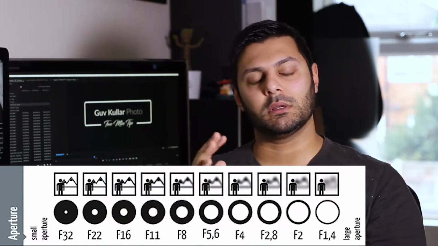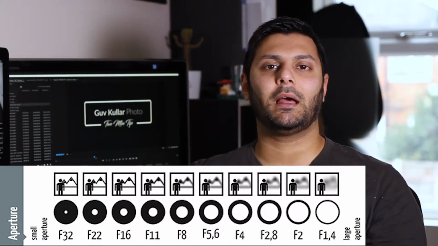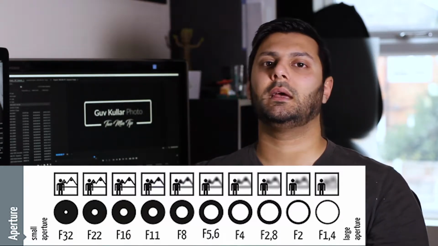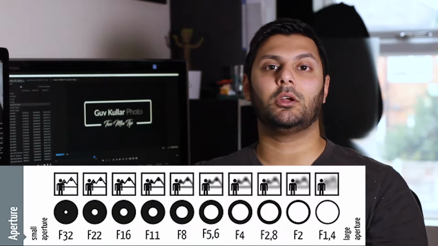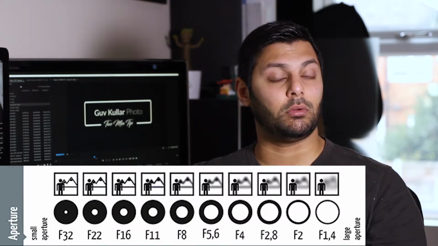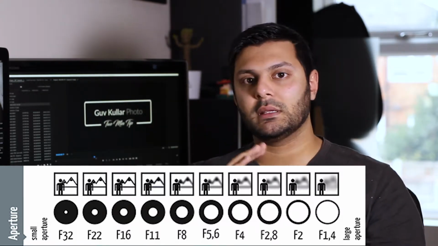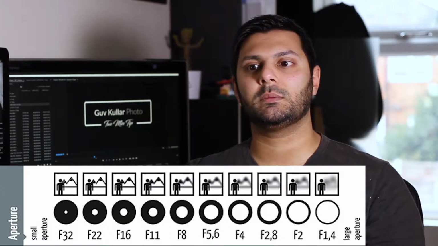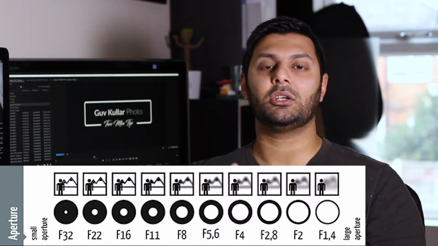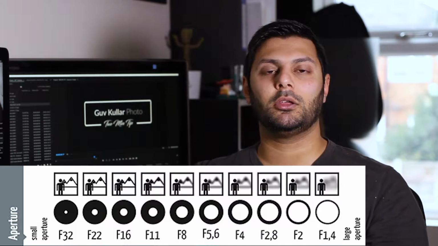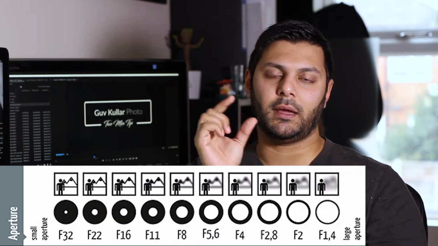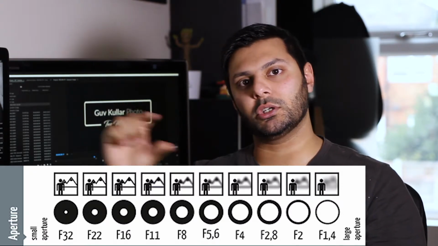So if your number is nice and low, then you know that you're getting a lot of light coming through to the sensor. If your number is high, then you know you're getting a smaller amount of light coming through to the sensor. Now, there's a second part to the aperture that really needs to be paid attention to as well. As you can see underneath the diagram here, there's a little blurry figure, and then it gets sharper and sharper as well.